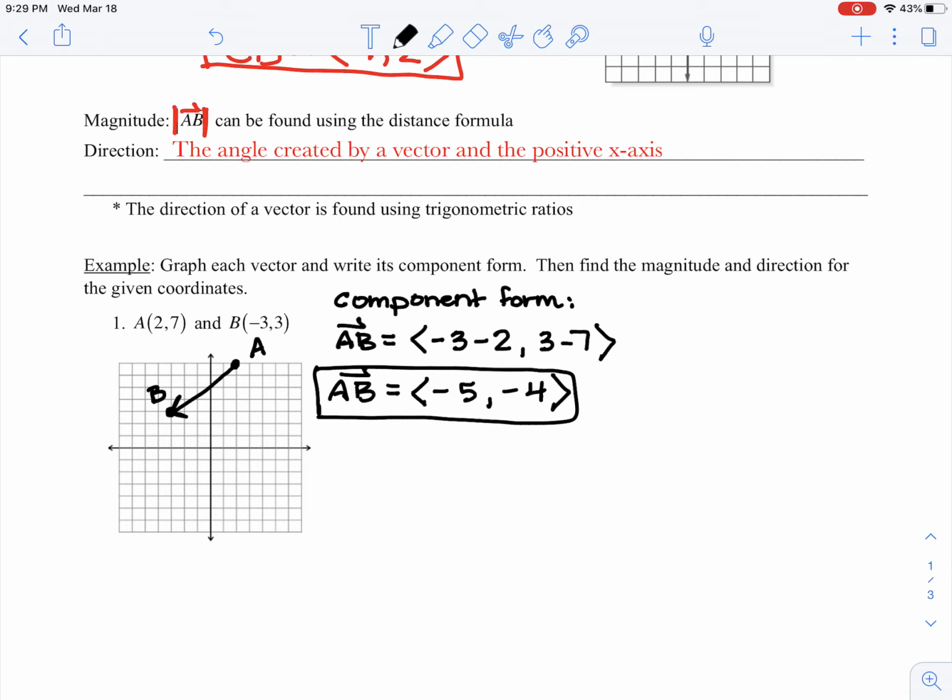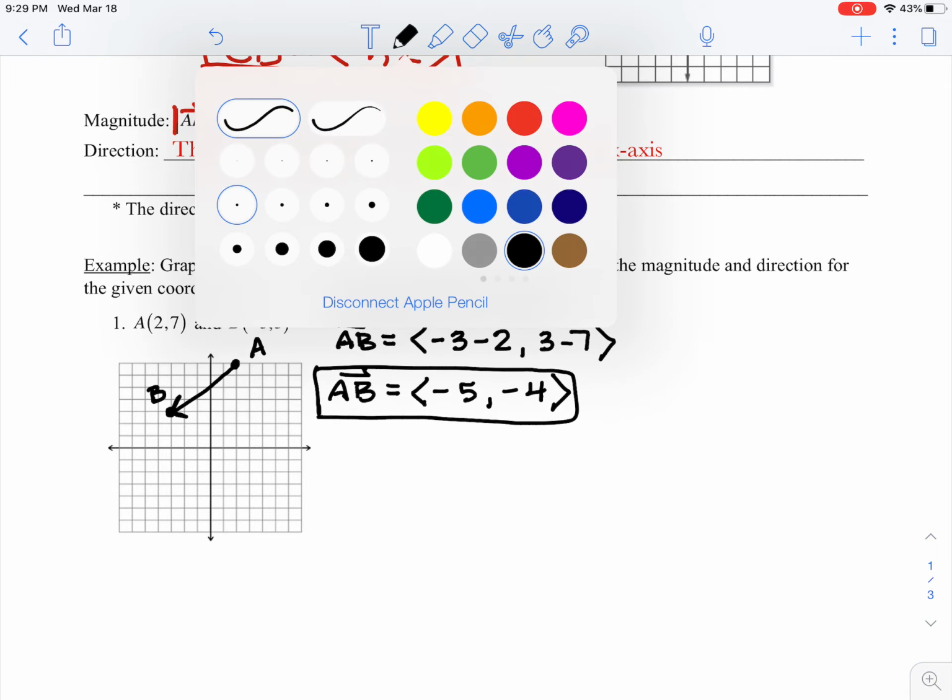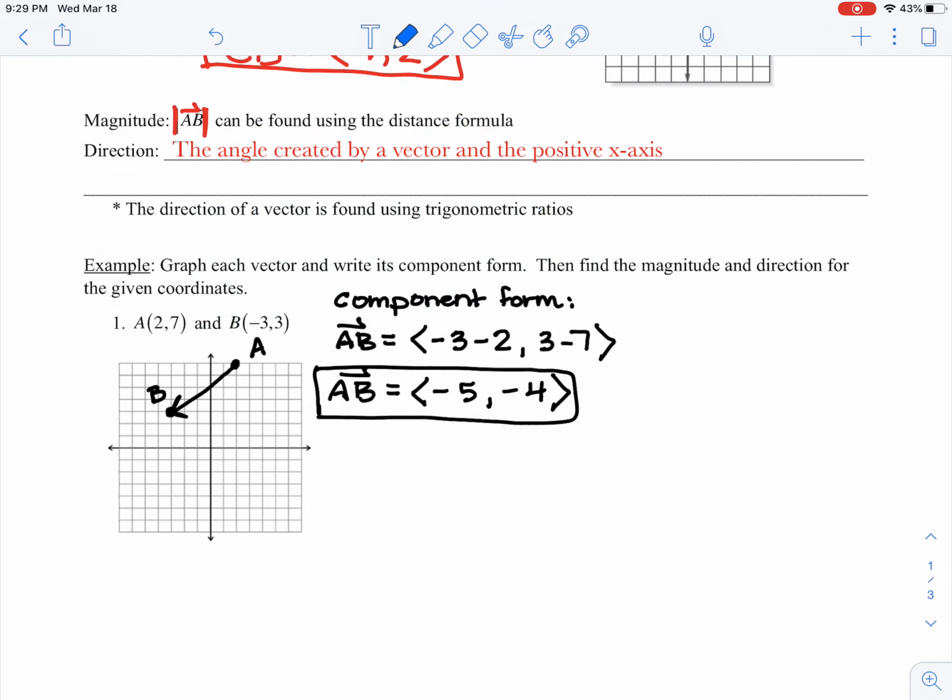Okay, we're then asked to graph the vector in standard form. It doesn't say this directly, but we need that in order to find the direction, so let's just do that now. So now that I have component form, that means that if I were to start my vector at 0, 0, if I move its initial point A to the origin, then the terminal point would now be located at -5, -4. So the same vector in standard position now looks like this.